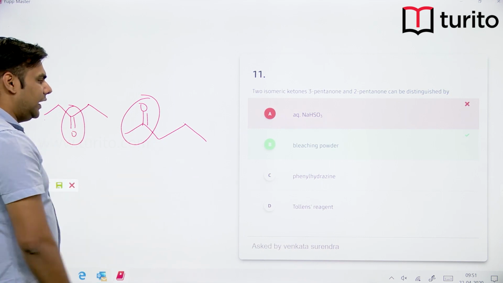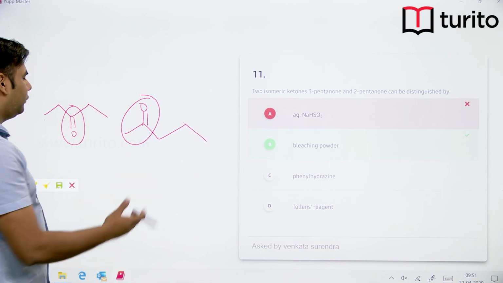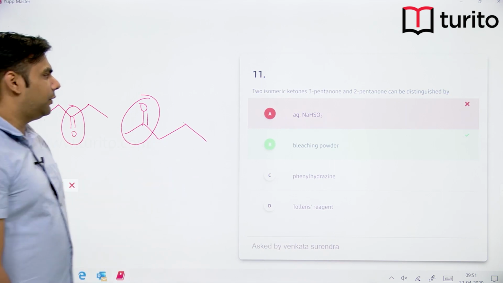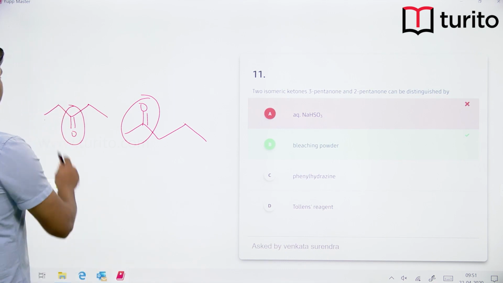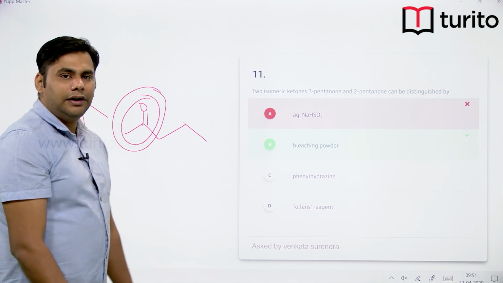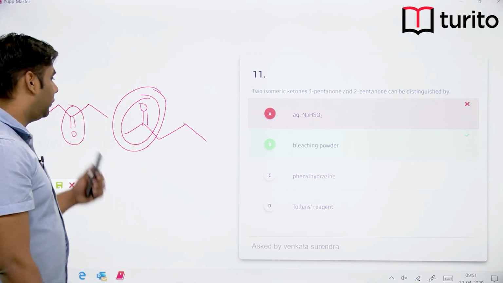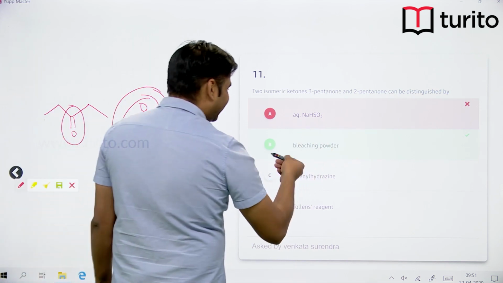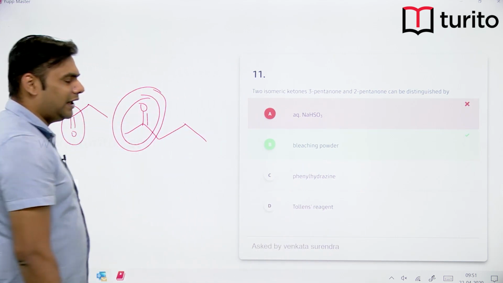Okay, so toluene is not the answer. Toluene gives test with aldehydes. Phenylhydrazine, again both will react with phenylhydrazine. Aqueous NaHCO3 is the right answer because this methyl ketone reacts with aqueous NaHCO3 and it will give a crystalline substance. This will not give. I think in your answer key, bleaching powder is given. Bleaching powder is not the right answer.